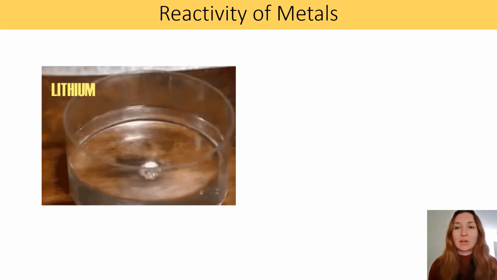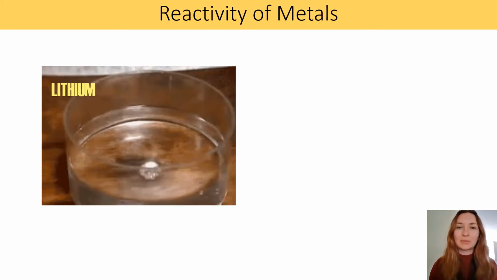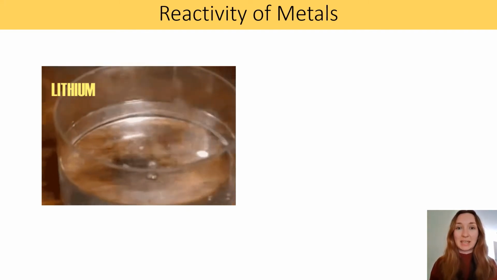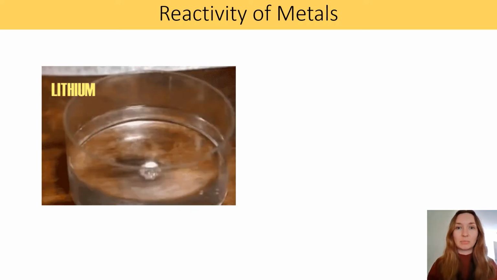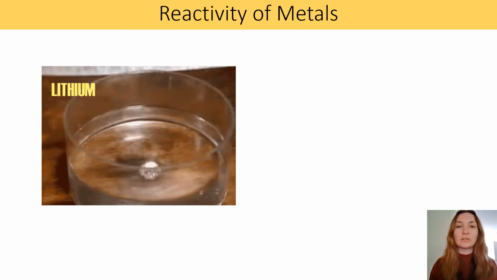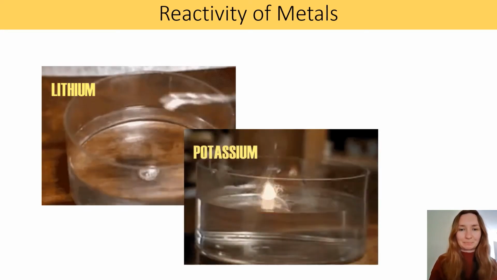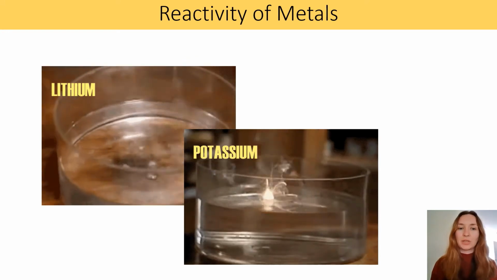So here's an example of something you've seen before where we've got lithium reacting with water. So lithium, again, a bit like sodium, is a group 1 metal, and therefore it's really reactive. It really wants to lose its electron and become a positive ion. When it does that, it reacts with the water and it creates this gas.